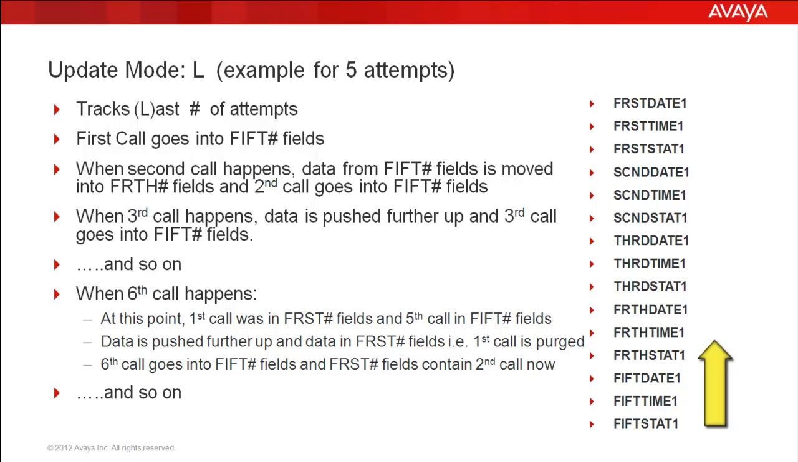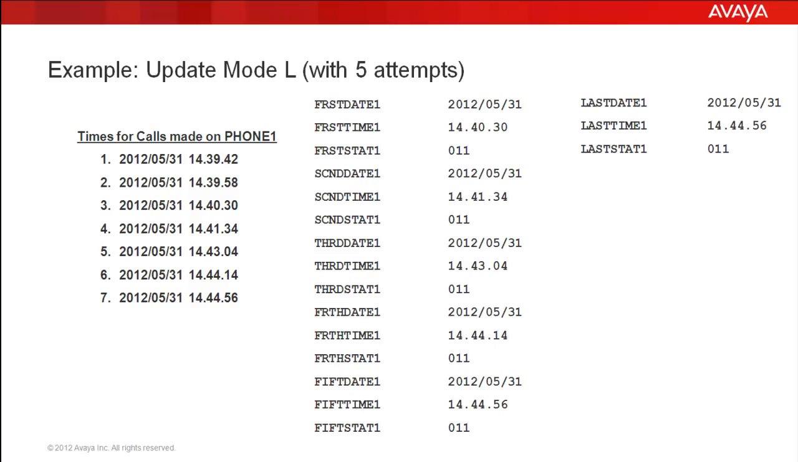Similarly, when the third call happens, it pushes the data further upwards from the bottom, and the third call is noted in the 5th fields. Now when the 6th call happens, it still pushes data further from the bottom, so that the data in the first fields is purged out, and the 6th call data is noted in the 5th fields, and so on and so forth. The next slide shows a similar example where you have fields for 5 attempts and a total of 7 calls have been made.